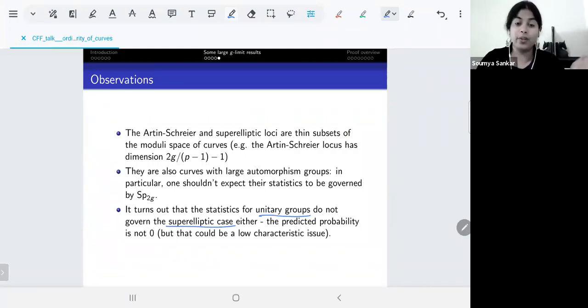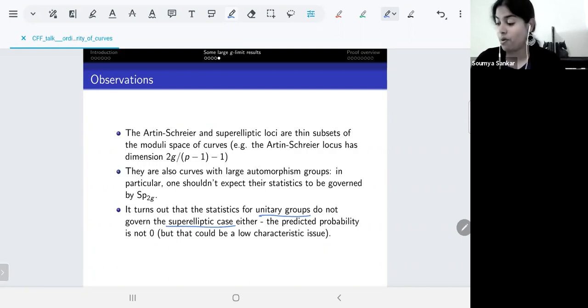But that could be a low characteristic issue. I'm not sure, mostly because nothing has been proved for higher characteristics, right? So characteristic 2 is like the only one where we can actually prove something and verify that something is true or not true. But right, so that's one issue.